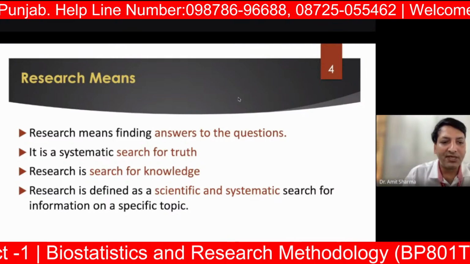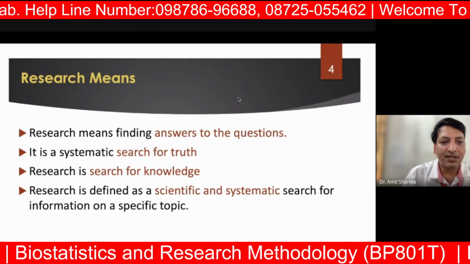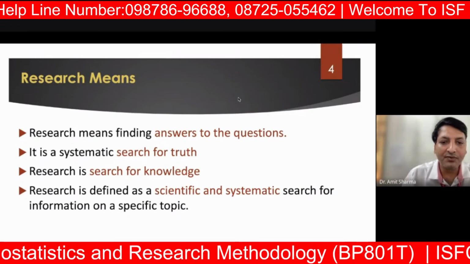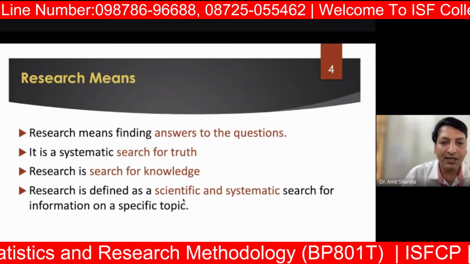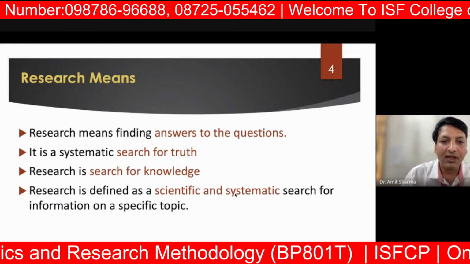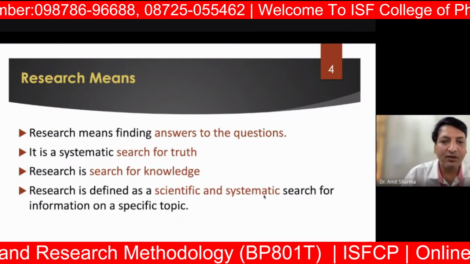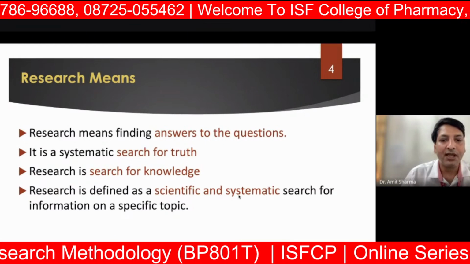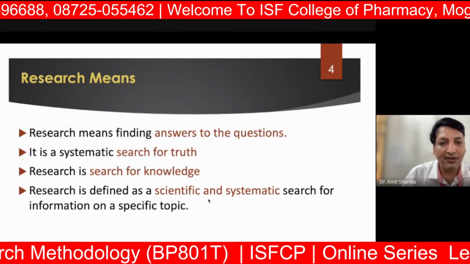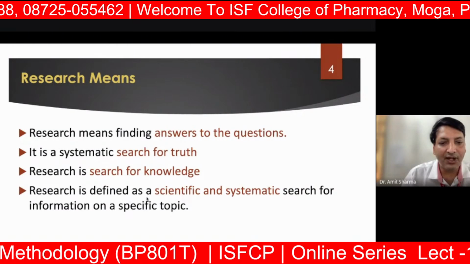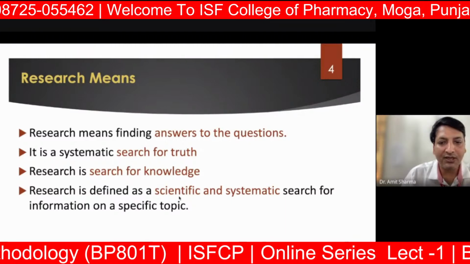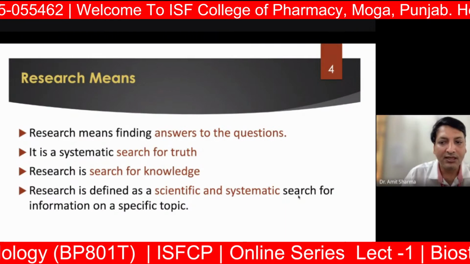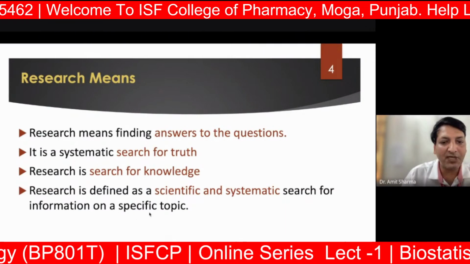The basic definition of research says that it has two terms which you have to remember: scientific and systematic. If it is not systematic, you can't say that the work you have done is part of your research. So both terms should be there in the definition: research is defined as a scientific and systematic search for information on a specific topic.